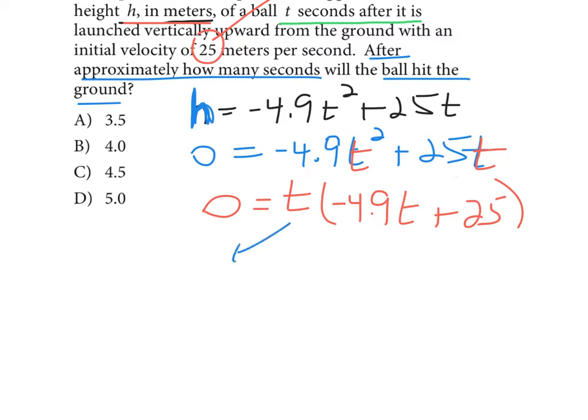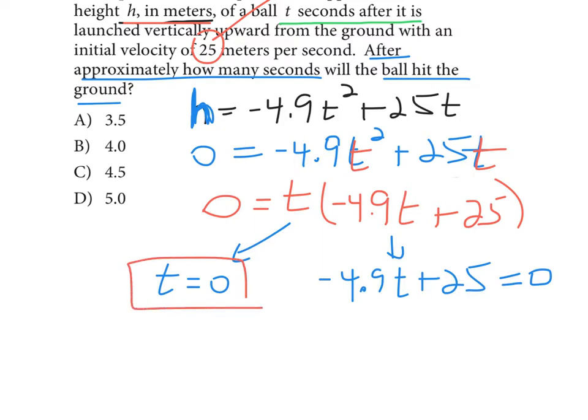t is a factor, so t is going to be equal to 0, and negative 4.9t plus 25 is a factor, and I'm going to set that equal to 0. And now I'm going to solve both of these equations. Here, the first equation is just t is equal to 0. So that means when the ball is shot up in the air at 0 seconds, so when the ball hasn't shot up yet, the height is going to be 0.